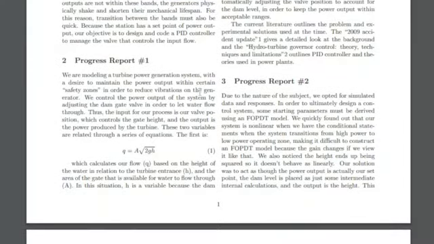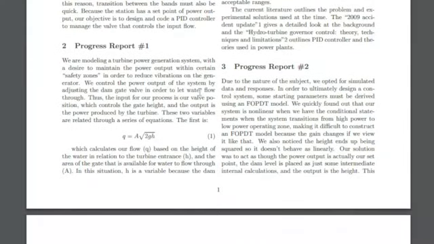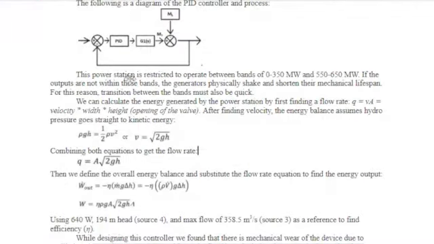So the first step to controlling this process is to lay out the fundamental equations. First, we have our equation for flow, which is Q, and this is a function of the area of the gate that water is allowed to flow through, and this term, which is derived from the fact that hydropressure is being converted to kinetic energy.